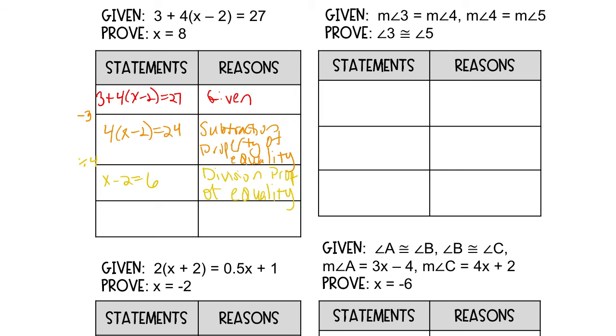Last but not least, I'm going to add 2 to each side. And that leaves me with x equals 8. And that's because of the addition property of equality.